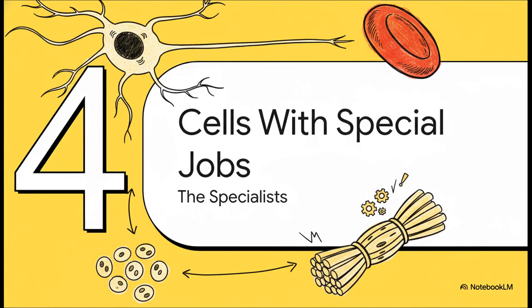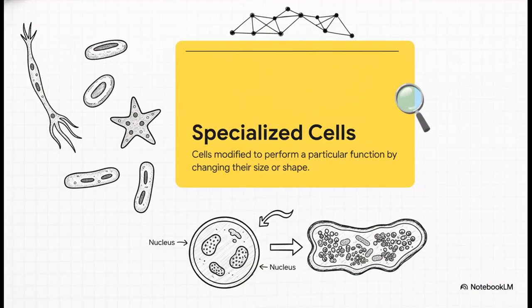So we've got these basic cell designs, but in a complex organism like a human, not all cells just stay generic. Nope, a lot of them become highly trained specialists, changing their form to get really good at one particular job. And that's what we call specialization. To build a complex creature, cells have to modify their size, their shape, and even what organelles they have, all to become incredibly efficient at one specific task.